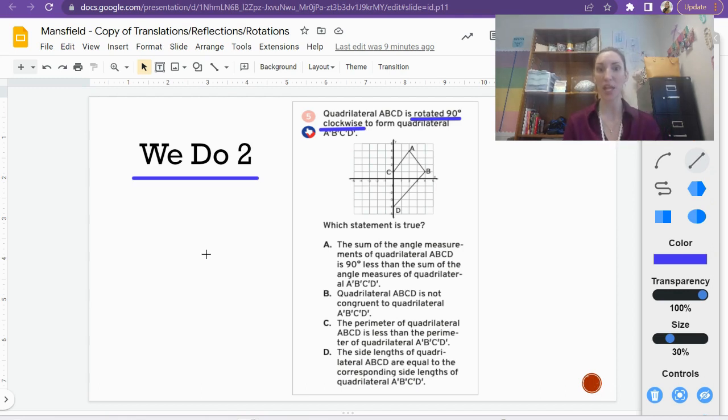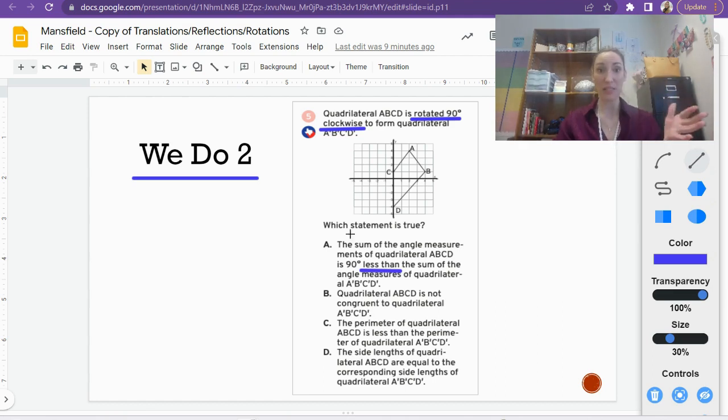Letter A, the sum of the angle measurements of quadrilateral ABCD is 90 degrees less than the sum of the angles. First of all, whenever we rotate or translate or dilate or something like that, the measures of the angles will never change, right? Even if the picture grows or shrinks, the angles always stay the same. In rotation, it's not getting bigger or smaller. It's just turning. The size is not changing of anything, right? So, okay.